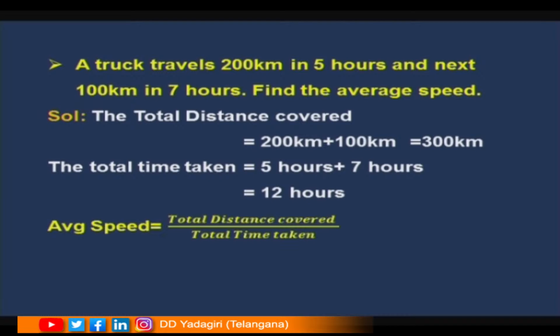The average speed is equal to total distance covered by total time taken, which is 300 by 12, which is equal to 25 kilometers per hour.